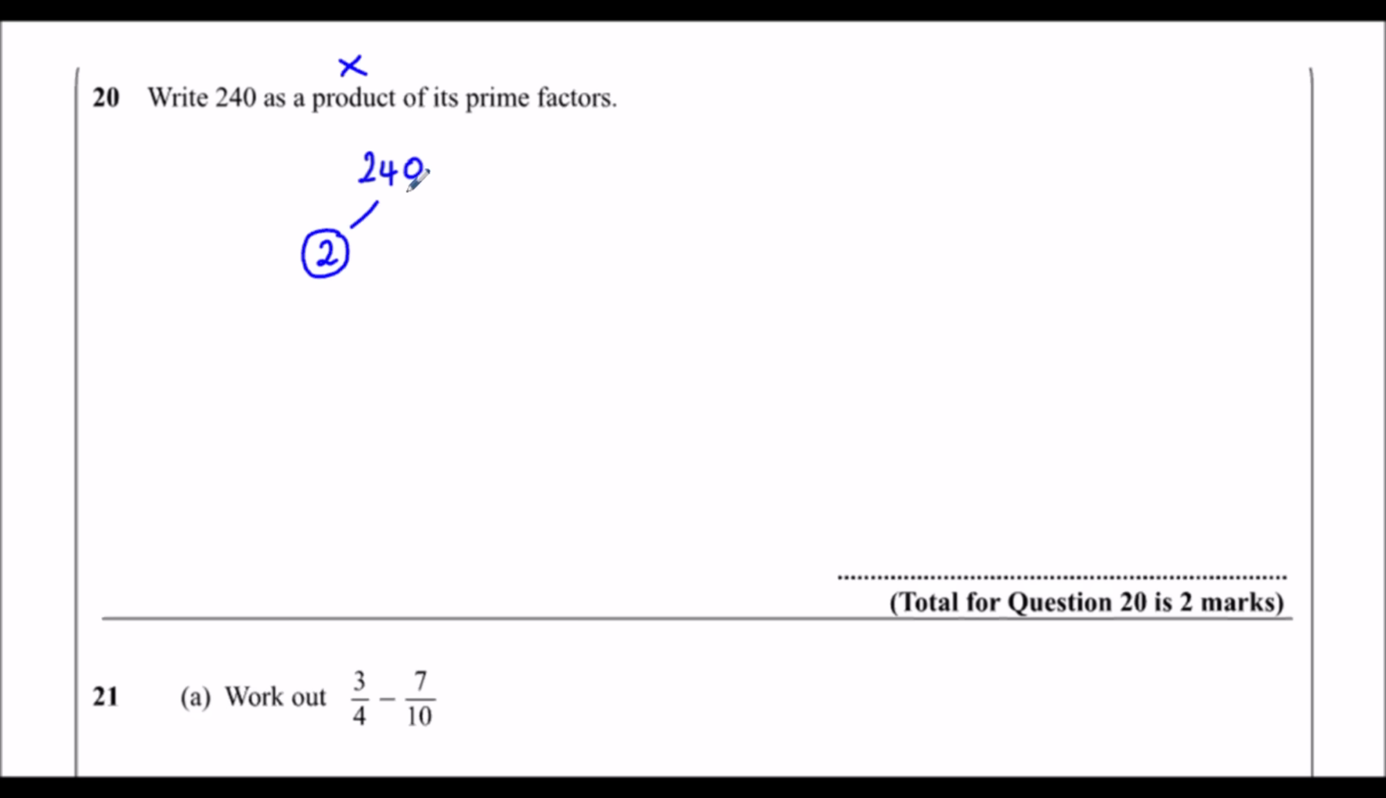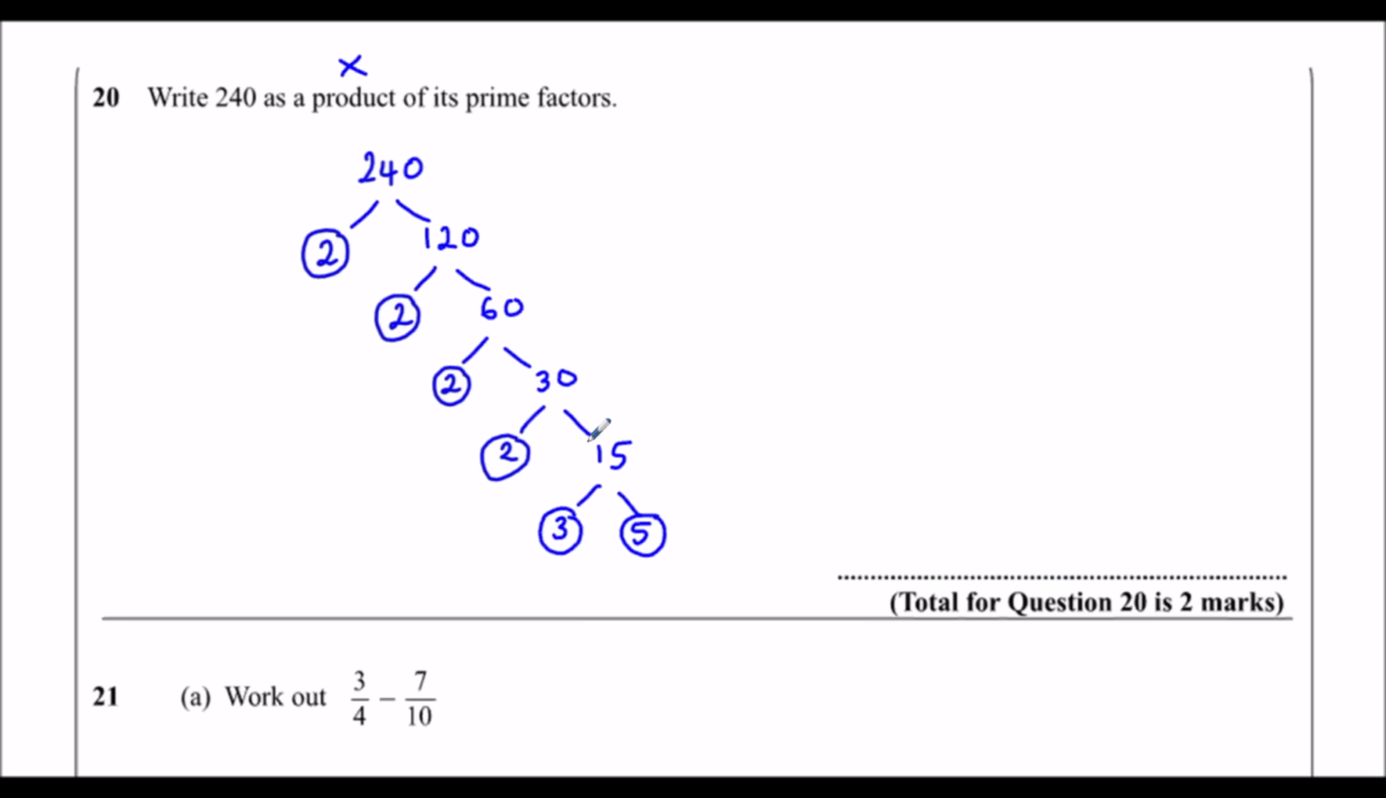So 2 times 120. And then that's in the 2 times table again. 120 is 2 60s. And again, 60s in the 2 times table. 2 30s. 30 is in the 2 times table again. That's 2 15s. And 15 is 3 times 5. So they're all prime numbers. Prime numbers can only be divided by 1 and themselves. They've got exactly 2 factors. 2 is only 1 times 2. 3 is only 1 times 3.